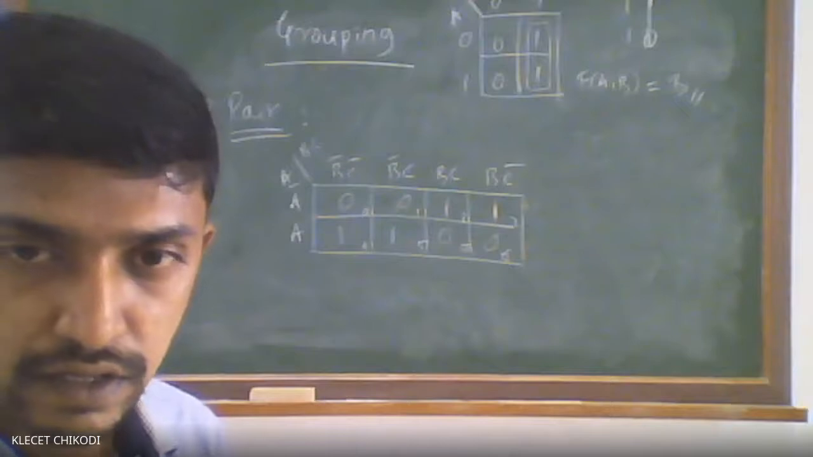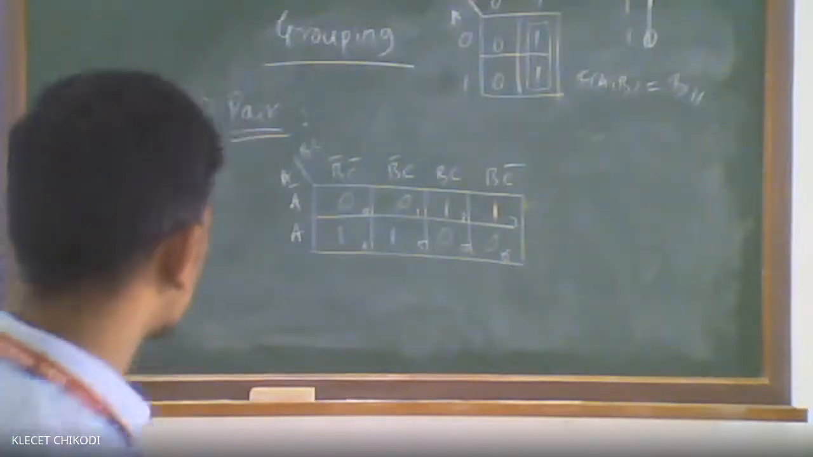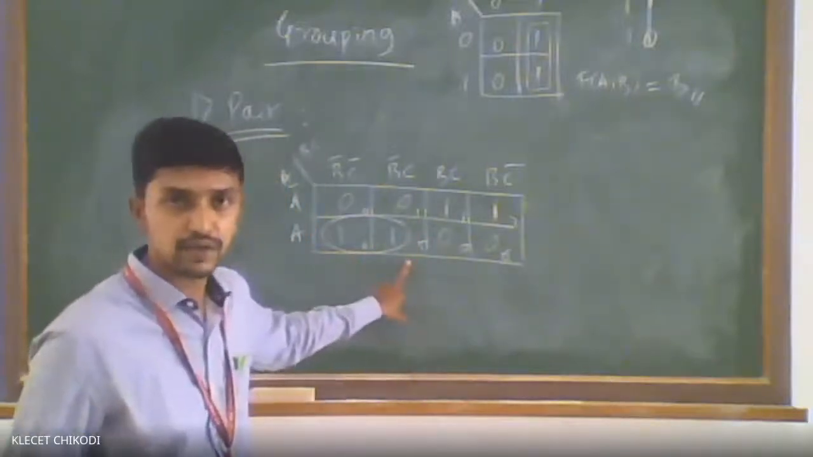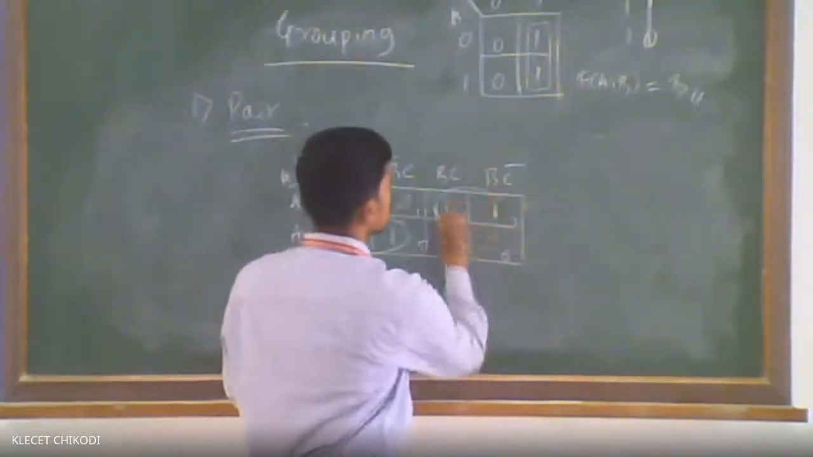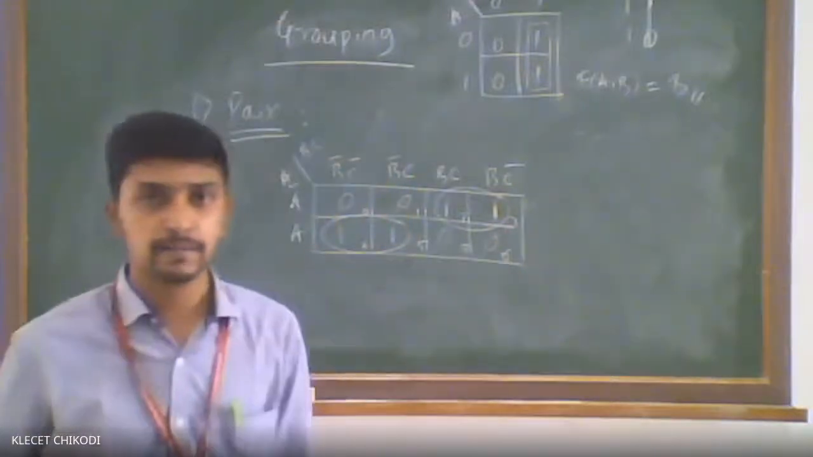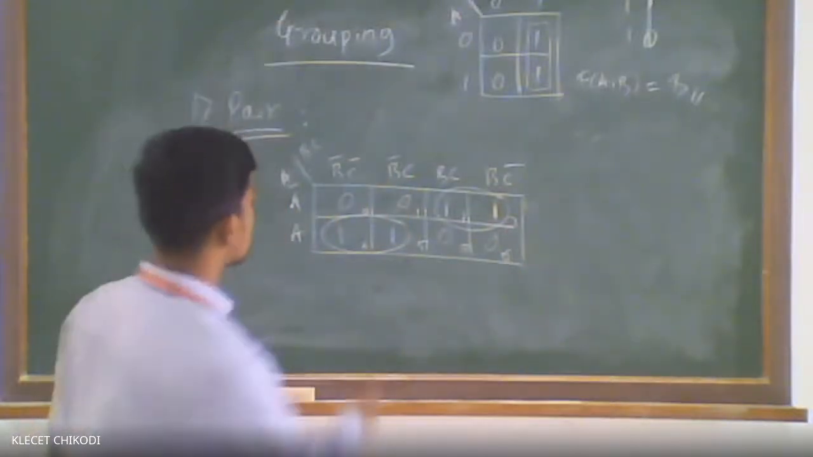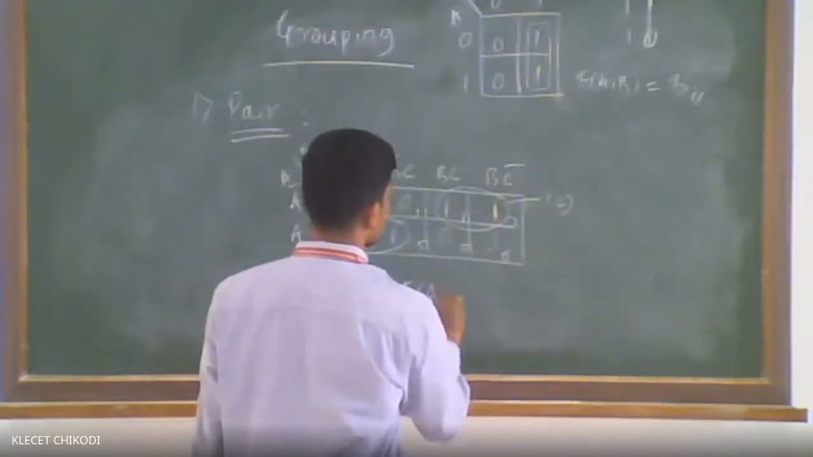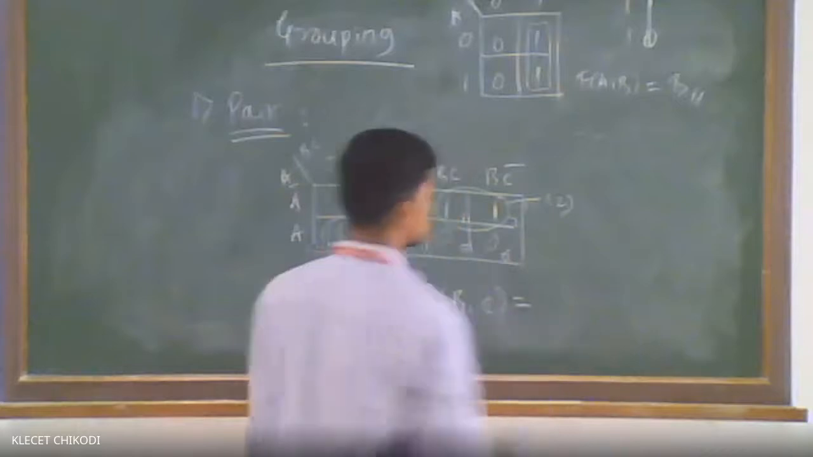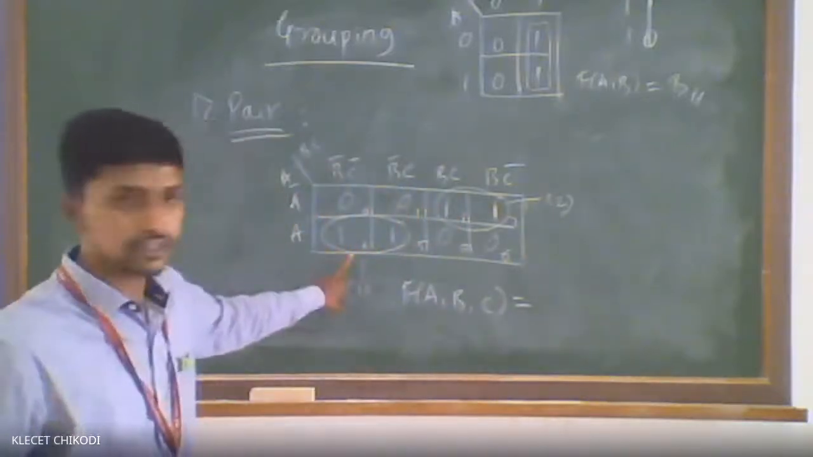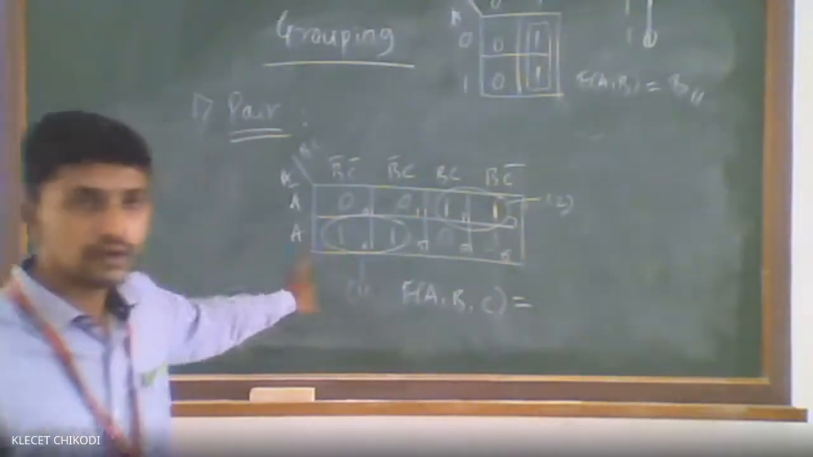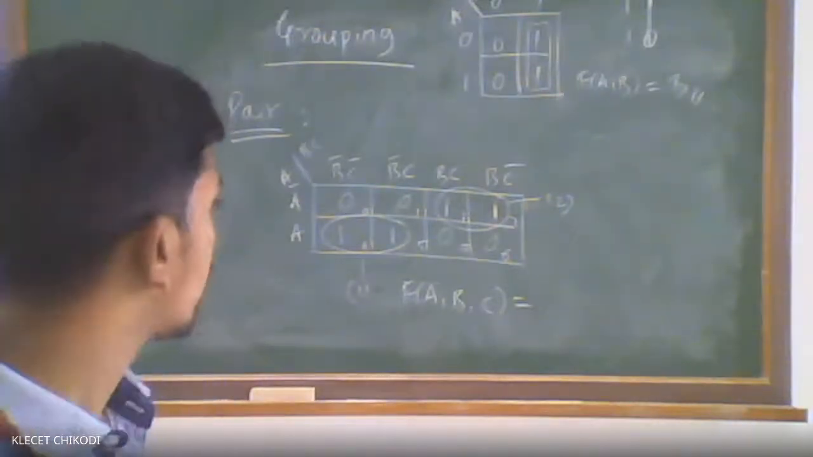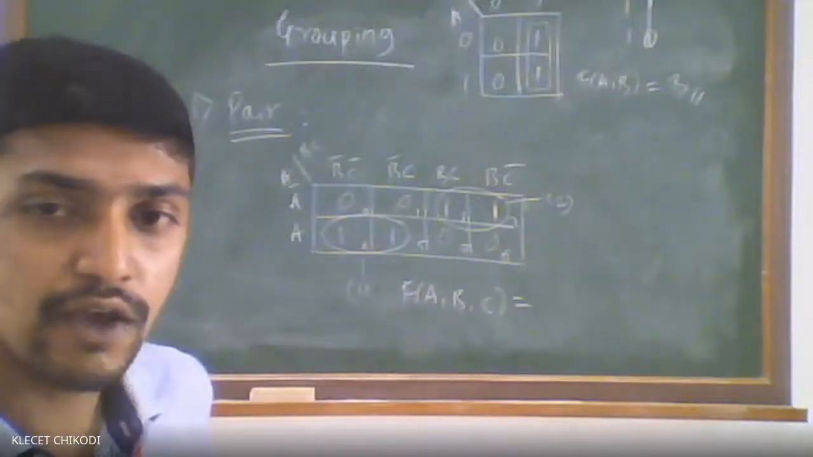Somebody has written A bar B plus A B bar. So these are the pairs, right? 4 and 5 is one pair. 2 and 3 is one more pair. Now you take the first pair, this is the second pair. So the function of A, B, C is equal to, write it for the first pair. So for the first pair, what is the value I will get?